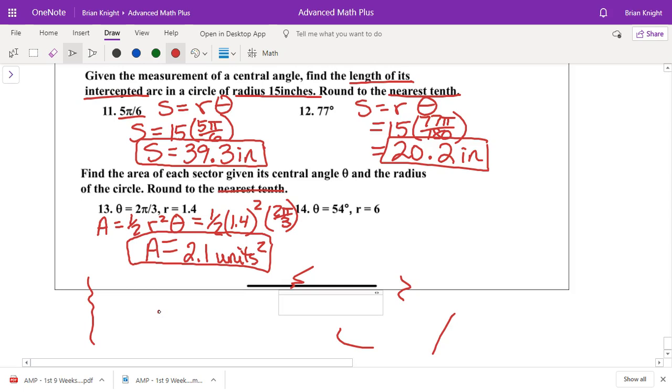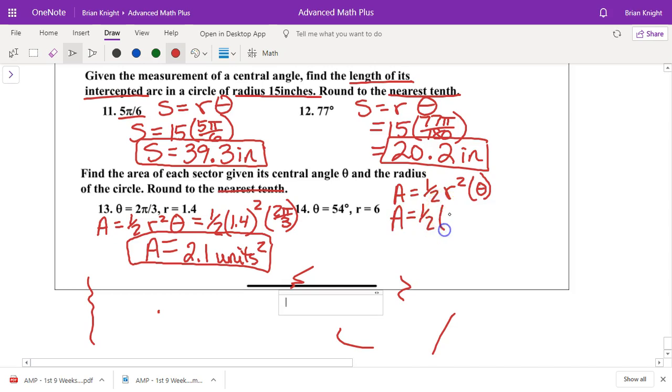What's 14's problem? Why is it a little harder? It's in degrees again. That's the thing you've got to look out for. Don't just be plugging in degrees. They have to be in radians. The formula doesn't change. It's still 1/2 r squared theta, but you've got to change that theta to radians.